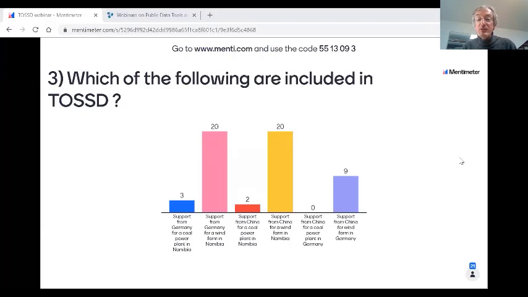Support from China for a wind farm in Germany is indeed TOSSD eligible, not under Pillar 1, because Germany is not a TOSSD eligible country, but yes, under Pillar 2. It is a climate mitigation activity in Europe, whether it is funded by Germany itself or by China or by whoever, it is TOSSD eligible under Pillar 2, because it has a substantial benefit for TOSSD eligible countries.